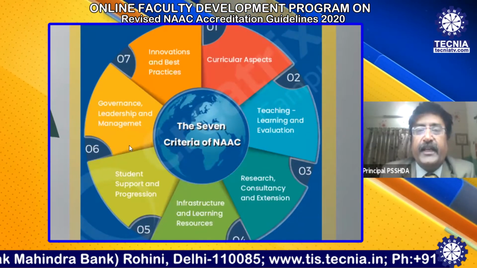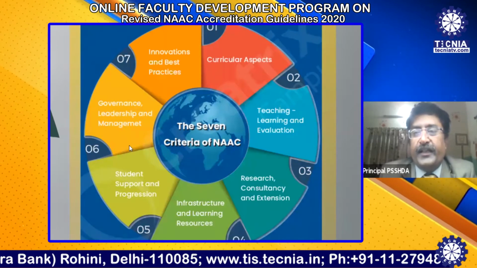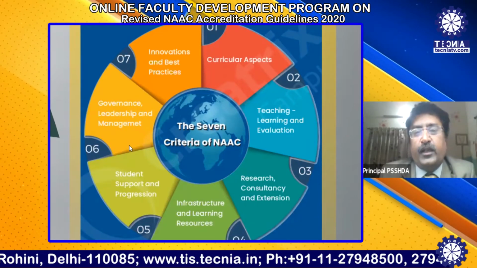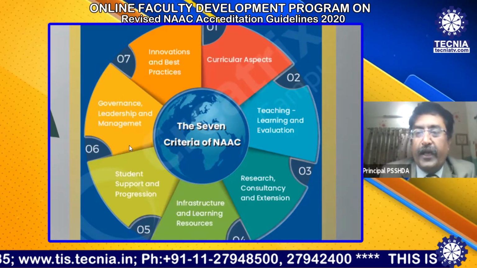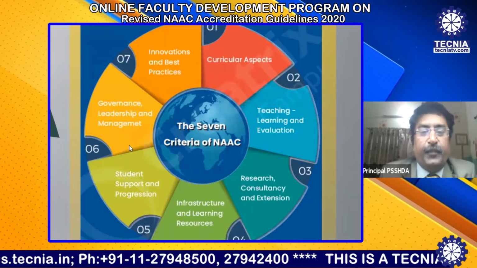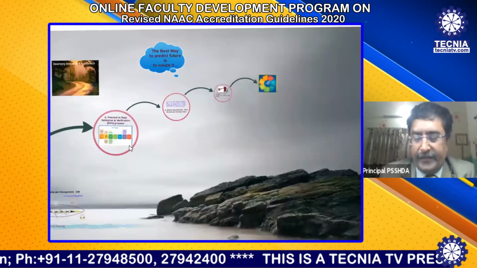We have 7 criteria. Out of these 7 criteria, I think you have already gone through criteria 1, 2, 3, and 4. And today we are going to have the discussion on criterion number 5 and criterion number 6.